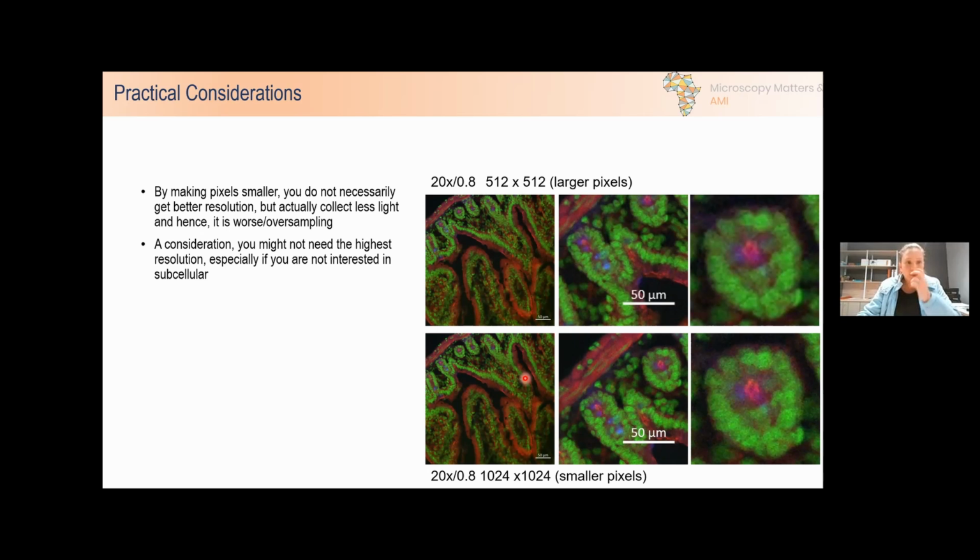Another consideration, or a way to make that choice: you might not need the highest resolution, especially if you're not interested in subcellular structures. If you're looking at tissue like the mouse intestine here, often you do not need the highest resolution. Also, there's sometimes a practical reason for undersampling, in other words, choosing pixels that are actually larger than the Nyquist theorem suggests. That would be, for example, if you had to increase the speed of imaging, or when you want to prevent photobleaching, so you do not want to image as much and bombard the sample with illumination.